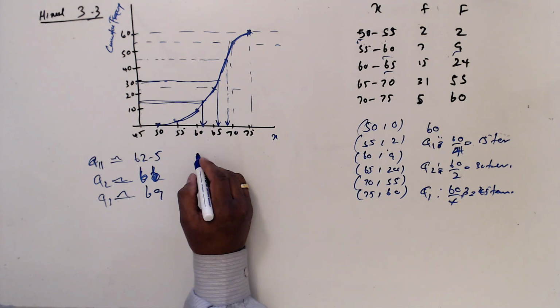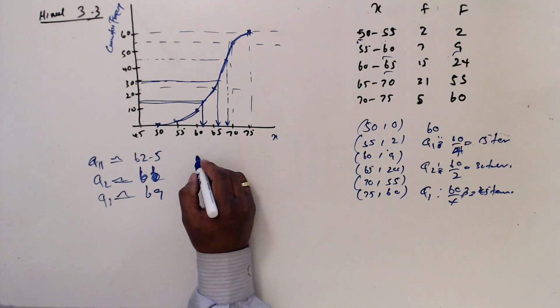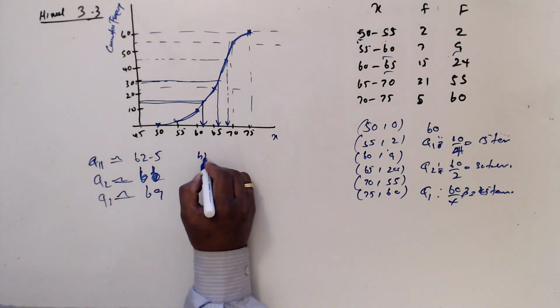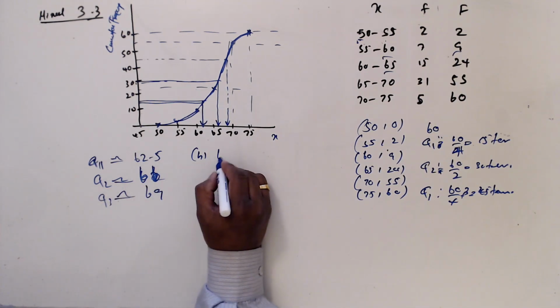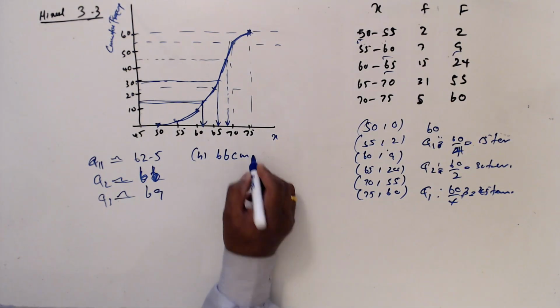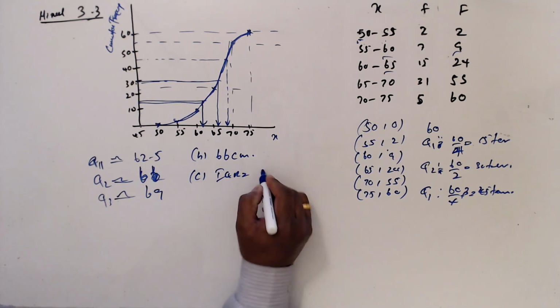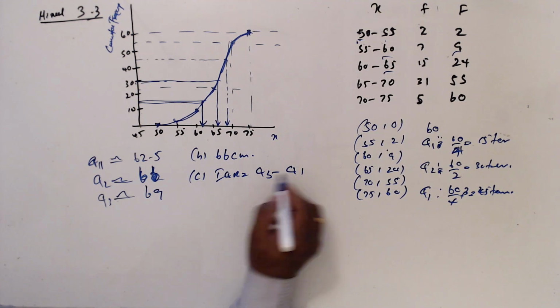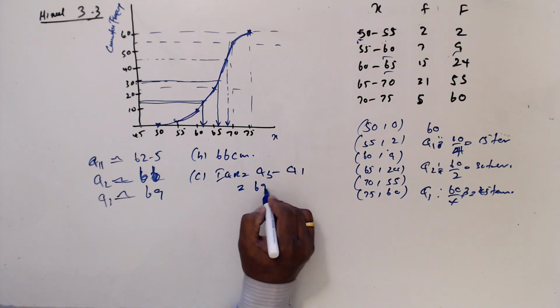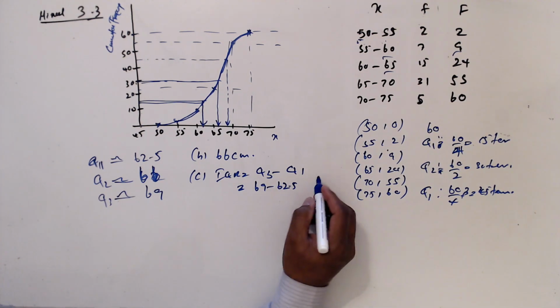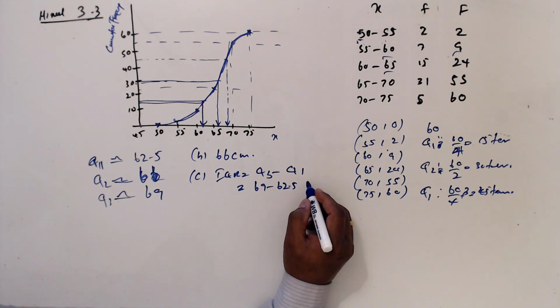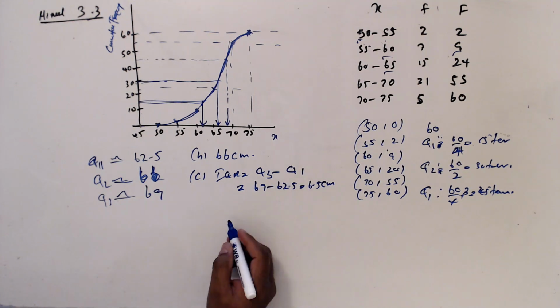So the first question is find the median. Part B is 66 centimeters. Part C is the IQR, which means Q3 minus Q1, that is 69 minus 62.5. So this is going to be 6.5 cm.